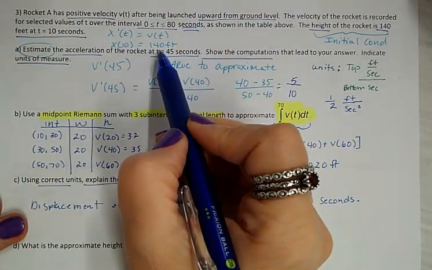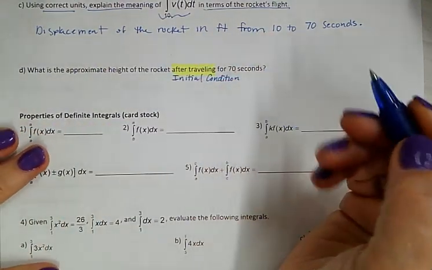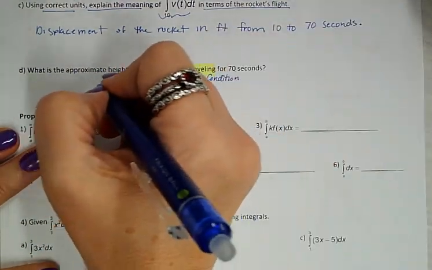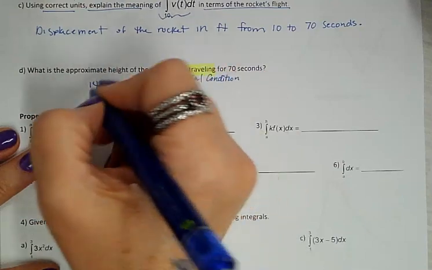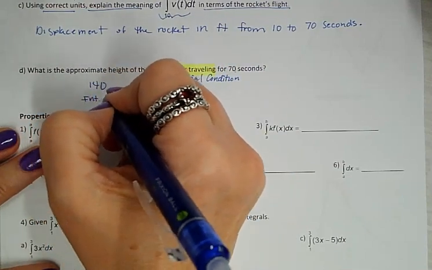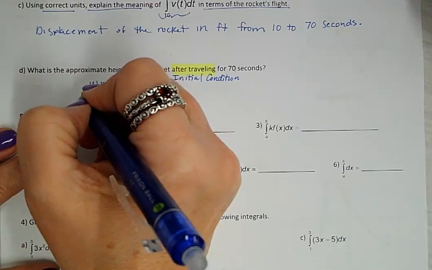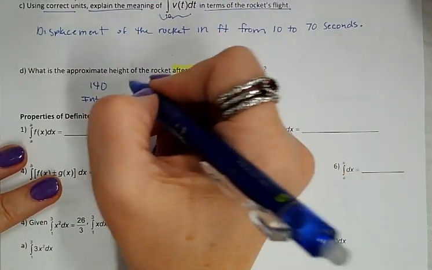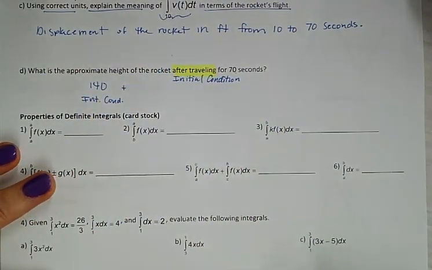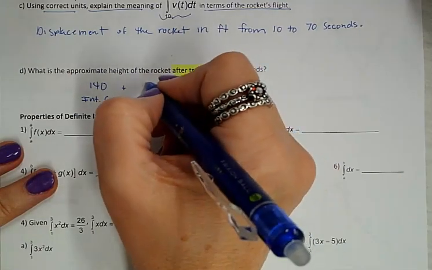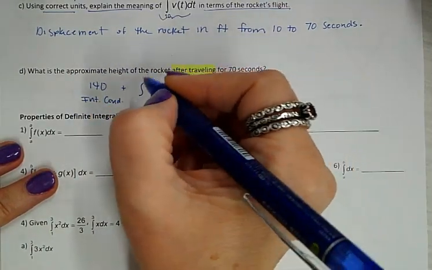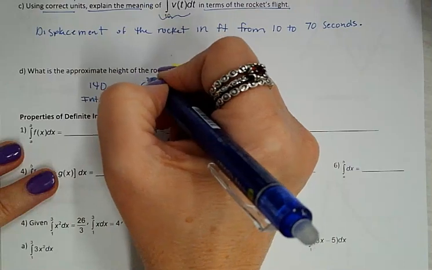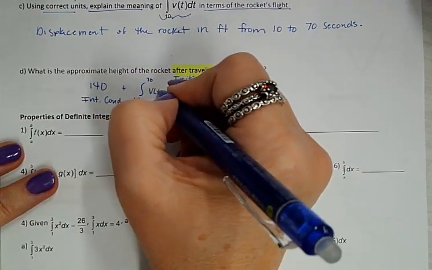So that's what we're doing right now. We're using this initial condition that we calculated of 140 feet. So we're going to write down the initial condition first. That's 140, and that's the initial condition. And I am expecting that to come first, not as an afterthought. Initial condition means it's happening before anything else. And then we're going to add the area under the curve that we just found. So using our calculus notation, we're going to go from 10 to 70 of v of t dt.